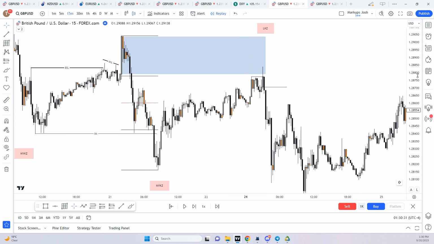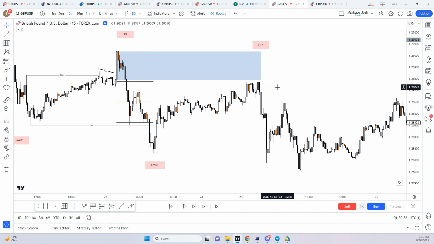So that's how I like to play London Killzone. And then you can also look to catch the New York continuation. I won't run through this now. I'll maybe run through this another time.